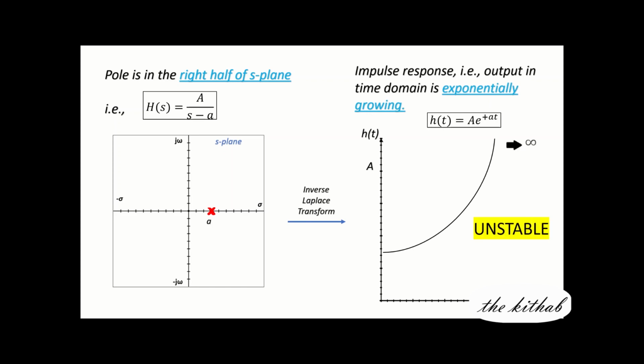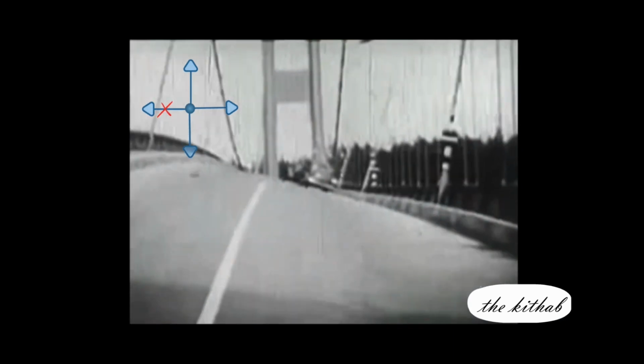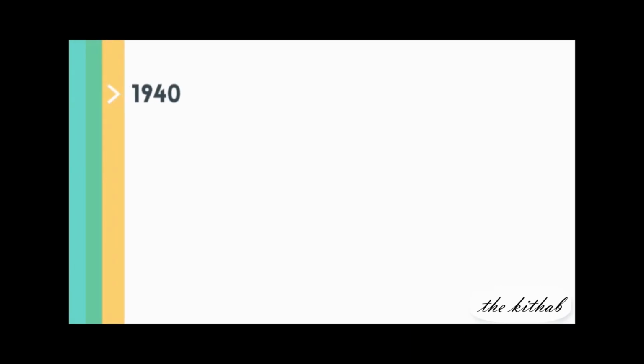What happened with the bridge was that initially, when the wind was blowing, the bridge was able to withstand it, meaning it was stable with its poles being located on the left half of the S-plane. But with a much stronger wind, the poles shifted towards the right half, making the bridge unstable. Now this incident happened almost 80 years ago when the engineers had no way of predicting the system stability.